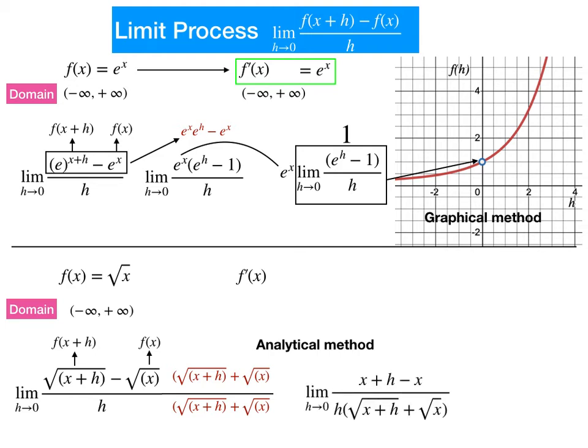When you simplify the numerator, you get x plus h minus x. And you can cancel x and x. Since h is the only term left in the numerator, you can cancel h with the h in the denominator. The next step is to plug 0 into h. Then you have 1 over square root of x plus square root of x. So if f of x equals square root of x, you can conclude that the derivative of square root of x is 1 over 2 times square root of x.